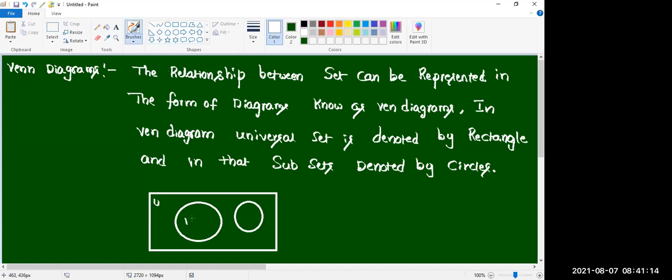Universal set is here 1, 2, 3, 4, 5, 6. You see, common elements are not there, disjoint sets. Okay, they are separated. If you add A and B, what will you get? A union B equal to how much you will get? 1, 2, 3, 4, 5, 6. That means universal set you will get in this case.